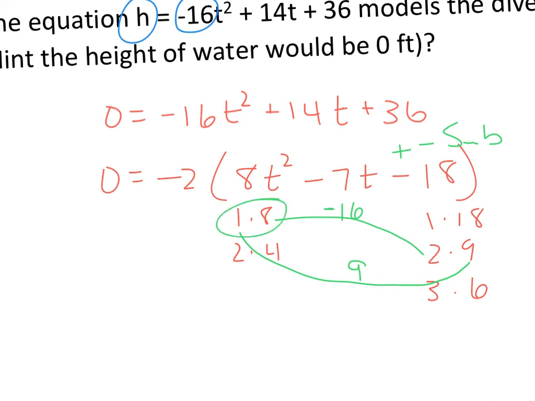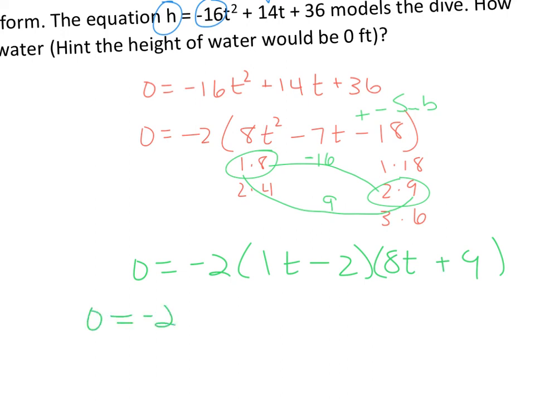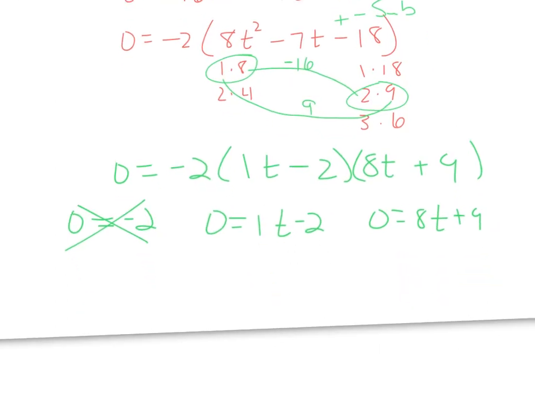So I have a 1, 8, 2, 9 combo here. So I've got 0 equals, keep the -2 out front, 1t and 8t. I've got a 2 and a 9. And now we know we want the 16 right here in the middle to be negative. So I'm going to go ahead and put my negative right here, my positive here. So now set each part equal to 0. Again, throw this first guy out because there's no variable involved. And then we've got 1t minus 2 and 8t plus 9.